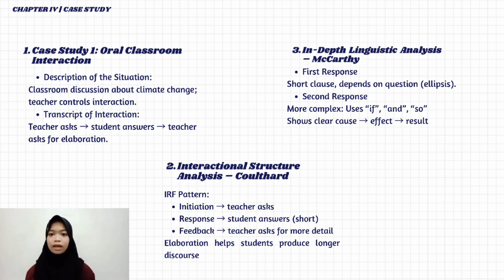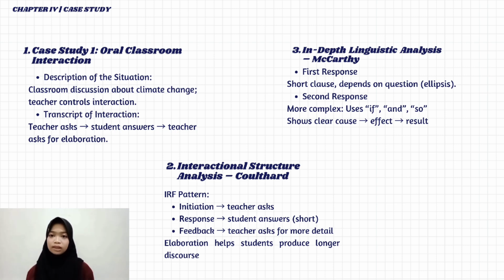Description of the situation. The learning situation takes place in a classroom discussion about climate change. In this context, the teacher acts as a facilitator but still controls the interaction. And this shows that classroom communication is not like daily conversation, but it follows situational rules. From the transcript, we can see the interaction clearly. The teacher asks, why has climate change become a global issue? Then the student answers, because the earth temperature is increasing. After that, the teacher asks again, explain the impact in more detail, and the student gives a longer response explaining cause and effect.